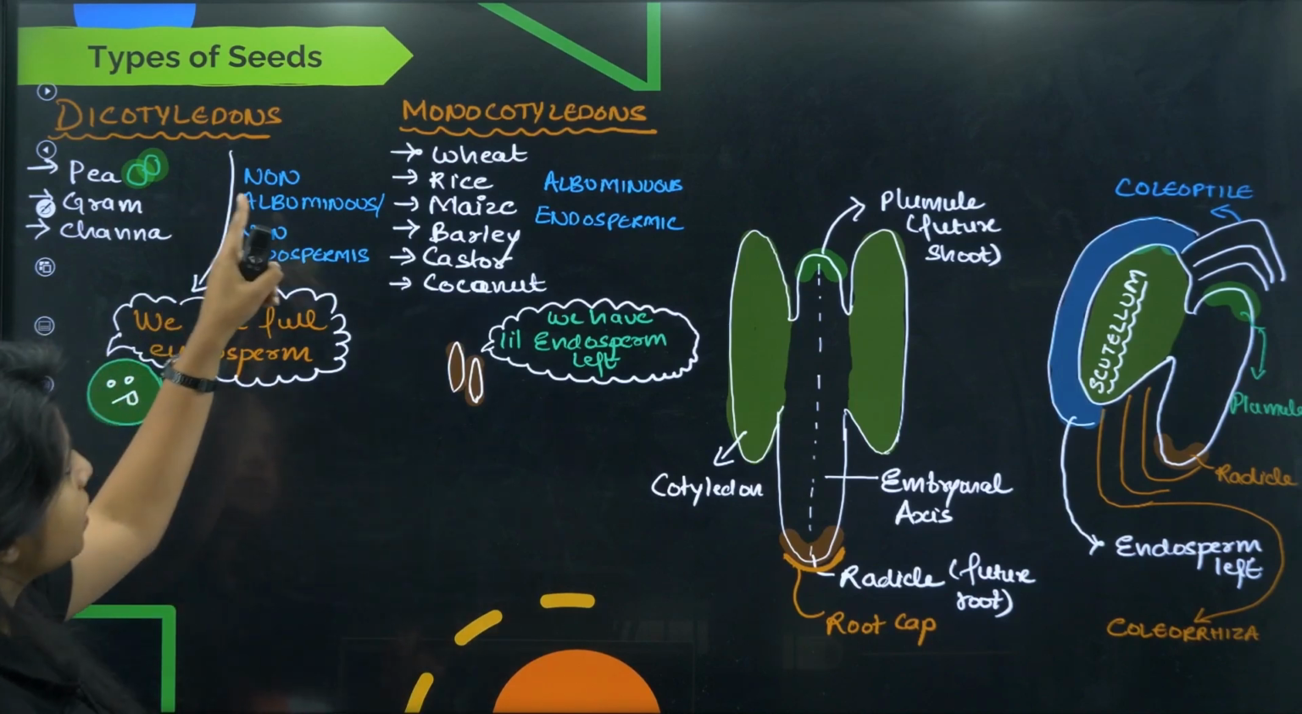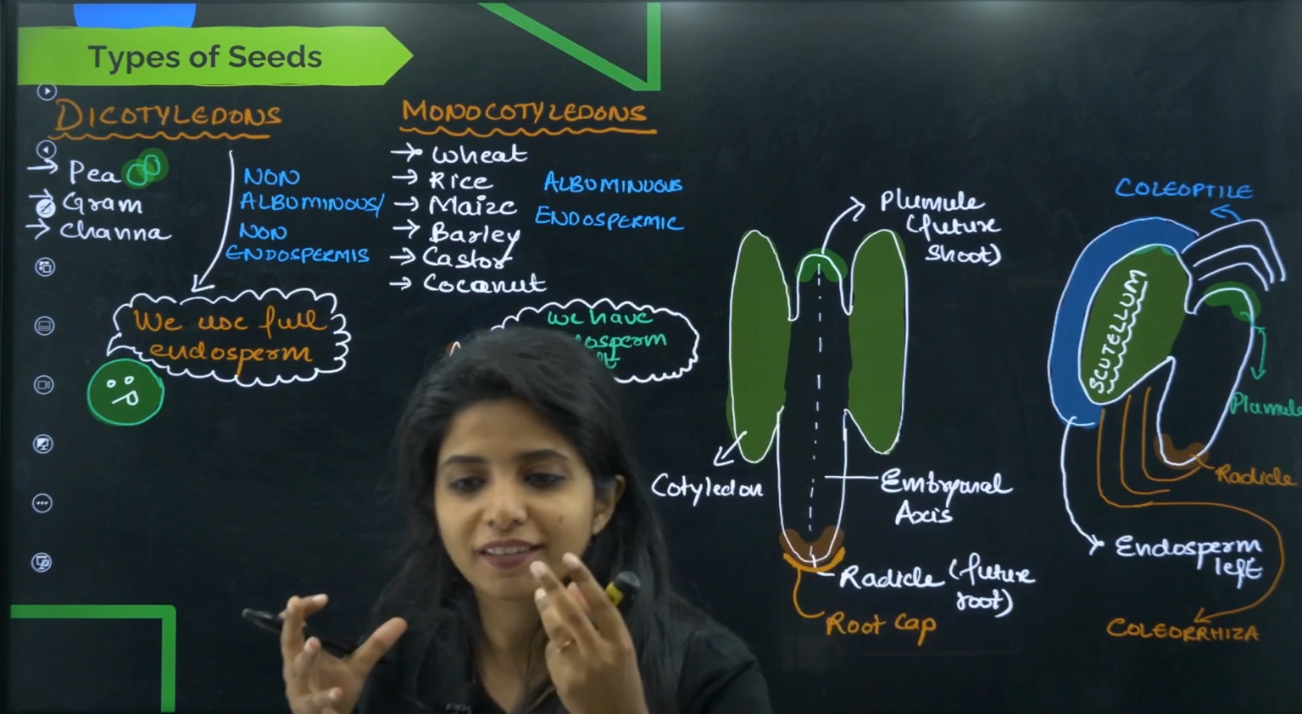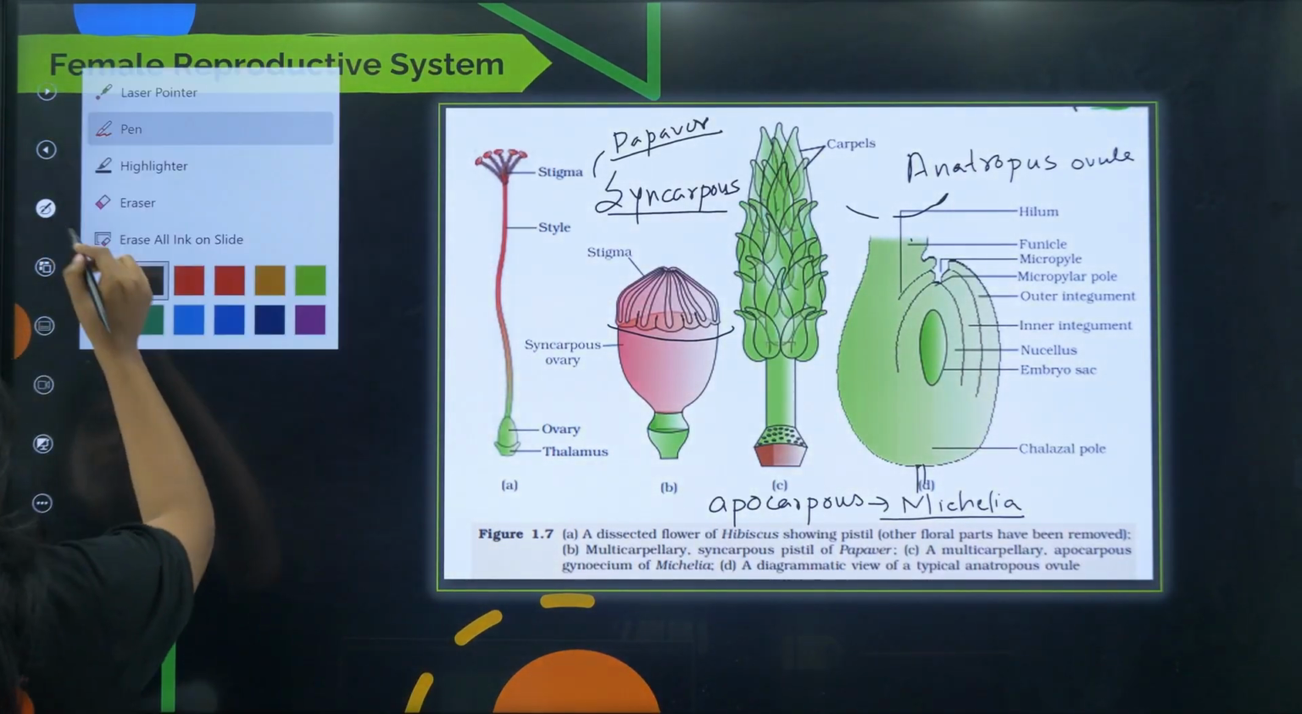One is dicotyledon seed and the other one is what? Monocotyledon seed. Okay, inside seed, what do we have? Inside seed, what do we have, children? That is a major thing. I skipped that part. Okay, listen to me very carefully.